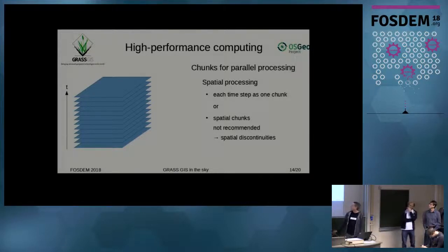So for spatial processing, that is, when I want to do some spatial interpolation or kriging or something like this, I recommend using each time step as one chunk for the parallel processing, because the spatial chunks might suffer from spatial discontinuities, which are very difficult to fix later on.